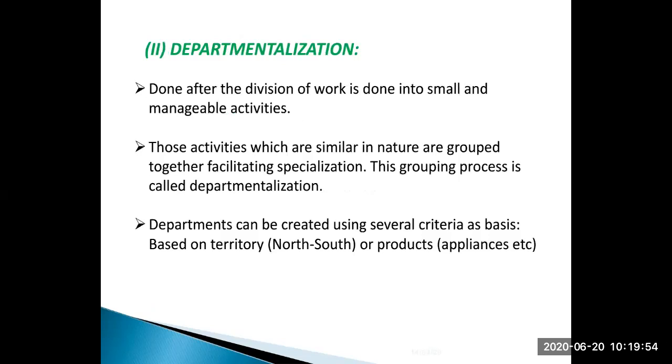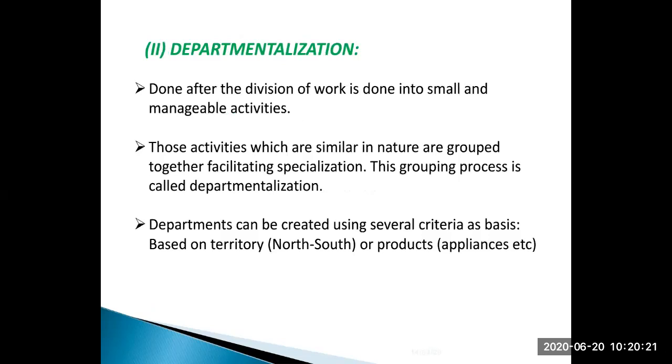Now, after the division of work is done into small or manageable activities, those activities which are of similar nature are grouped together. This grouping process is called departmentalization. If there is a set of activities which are similar in nature, I am going to group them into one, so they will belong to one particular department. Departments can be created using several criteria.